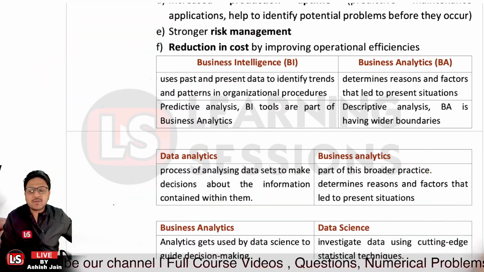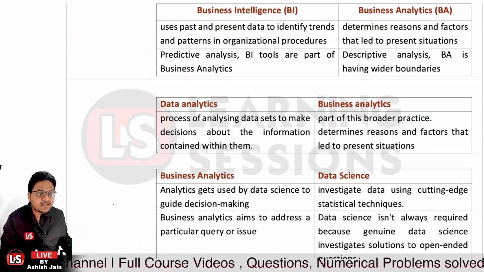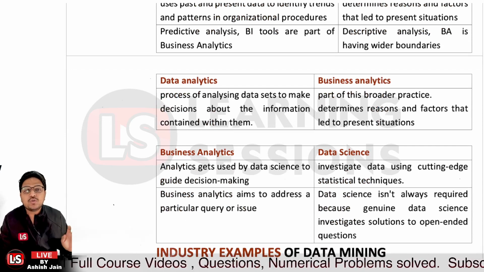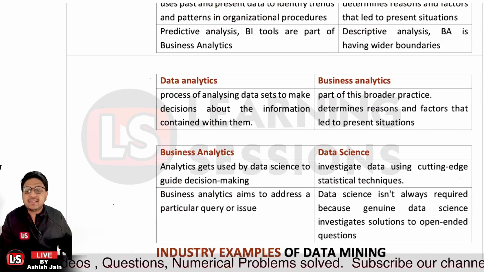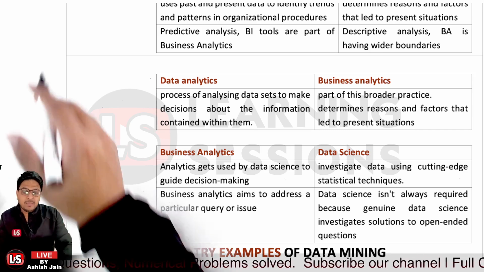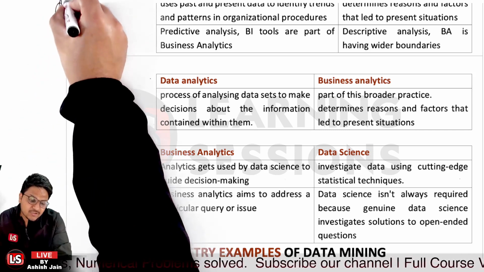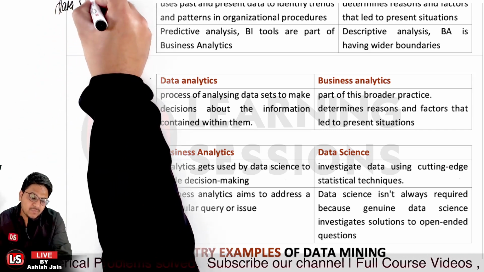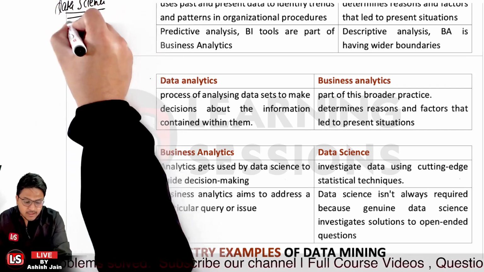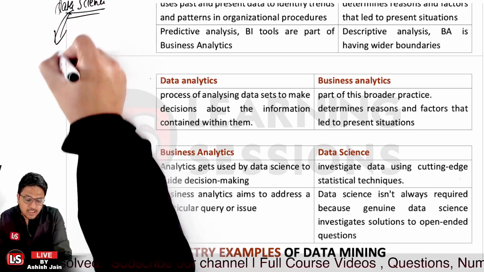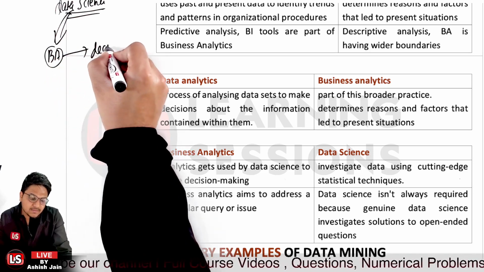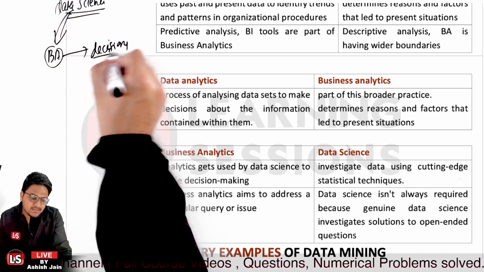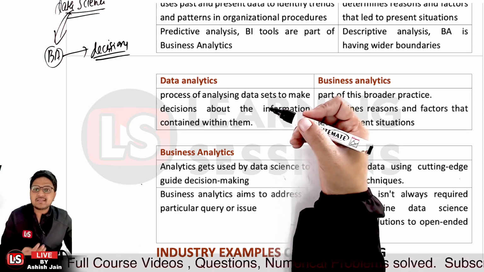That is what differentiates data science and business analytics. Analytics gets used by data science to guide decision making. Data science is actually a huge thing, and it uses business analytics so that they can take decisions. That's the relation between business analytics and data science.